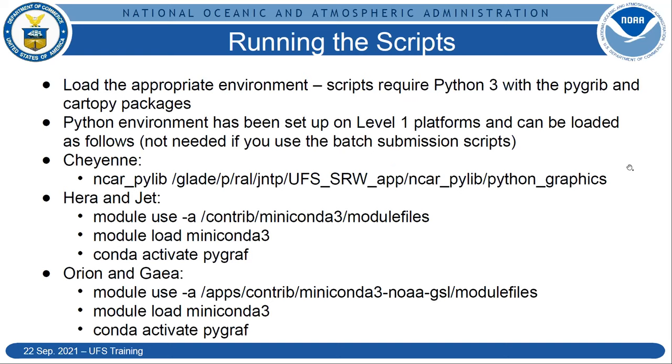Okay, so let's go into the details for how to actually run the scripts. So first you want to load the appropriate environment. The scripts do require Python 3 with both the PyGrib and Cartopy packages. The Python environment has already been set up for you on all the level one platforms, and it can be loaded as follows for the different platforms listed there. However, if you use the batch submission scripts, which again is how I would recommend running these, then you actually do not need to do this step here.